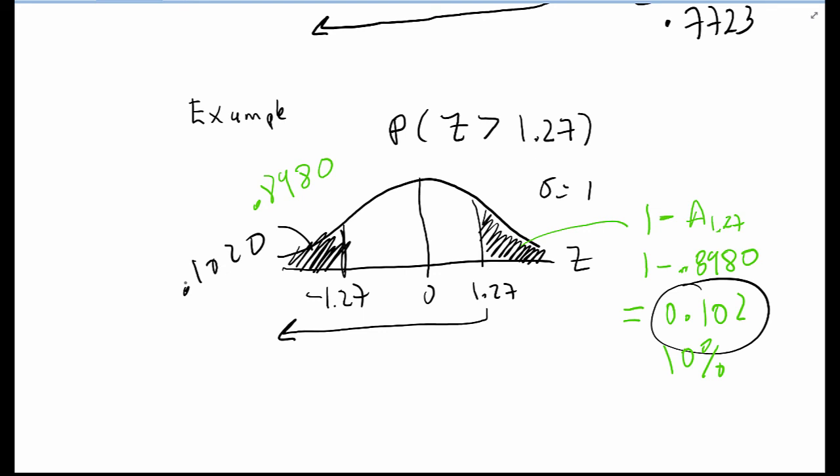Okay, now we're going to do the opposite. If they give us the area, how do we find the z-value? All right, so let's do that.